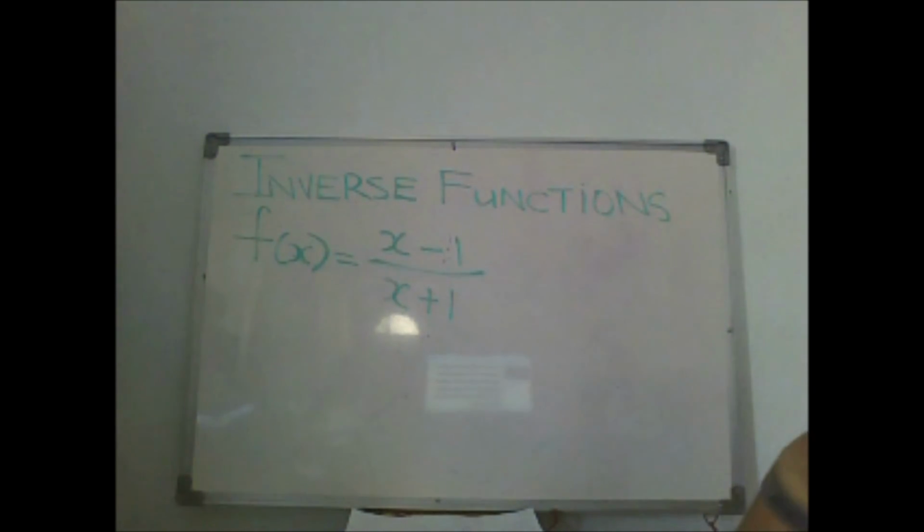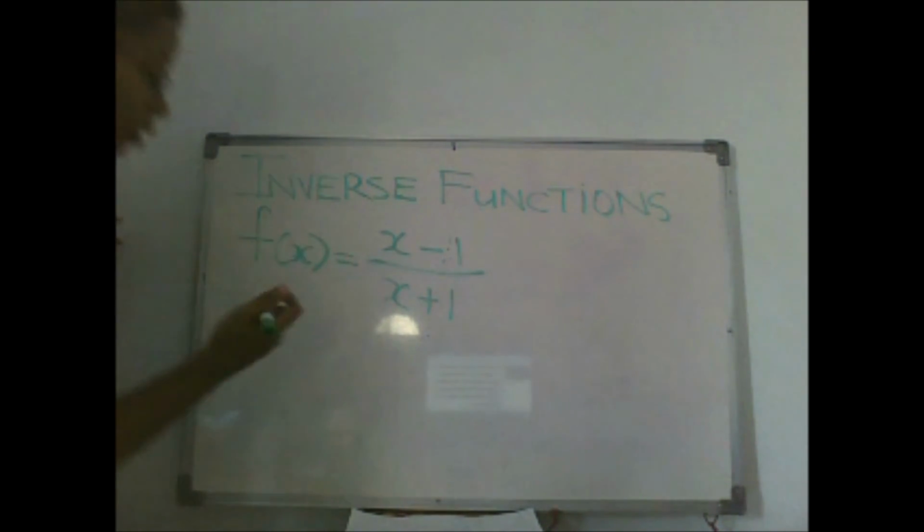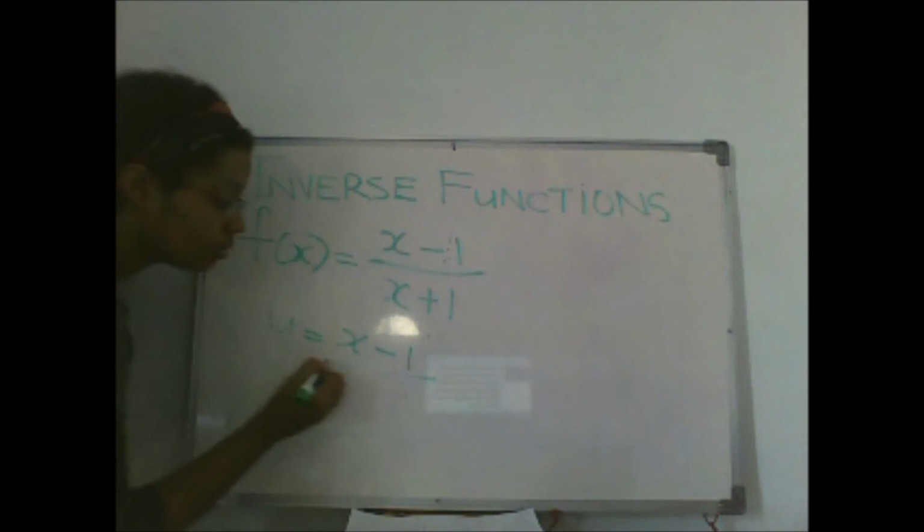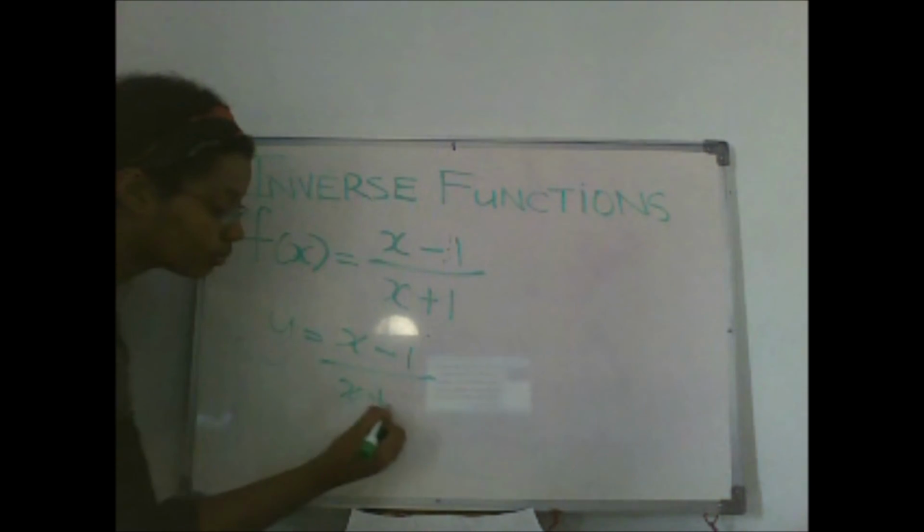Okay, so this time we have f of x is equal to x minus 1 over x plus 1. No worries, same steps. So first we have y is equal to x minus 1 over x plus 1.